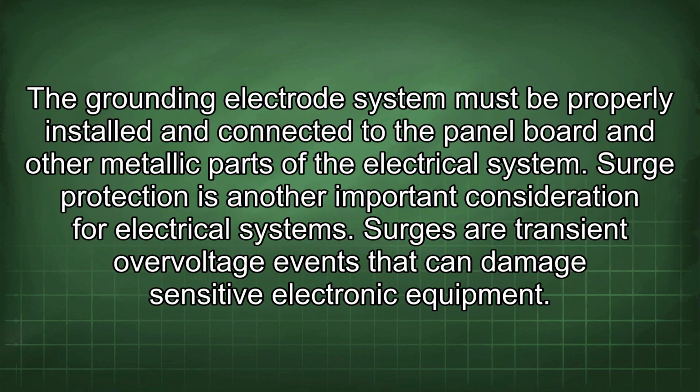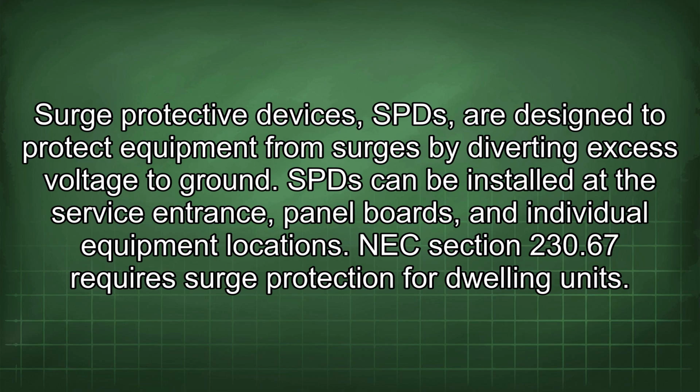The grounding electrode system must be properly installed and connected to the panel board and other metallic parts of the electrical system. Surge protection is another important consideration for electrical systems. Surges are transient overvoltage events that can damage sensitive electronic equipment. Surge protective devices, SPDs, are designed to protect equipment from surges by diverting excess voltage to ground. SPDs can be installed at the service entrance, panel boards, and individual equipment locations. NEC Section 230.67 requires surge protection for dwelling units.